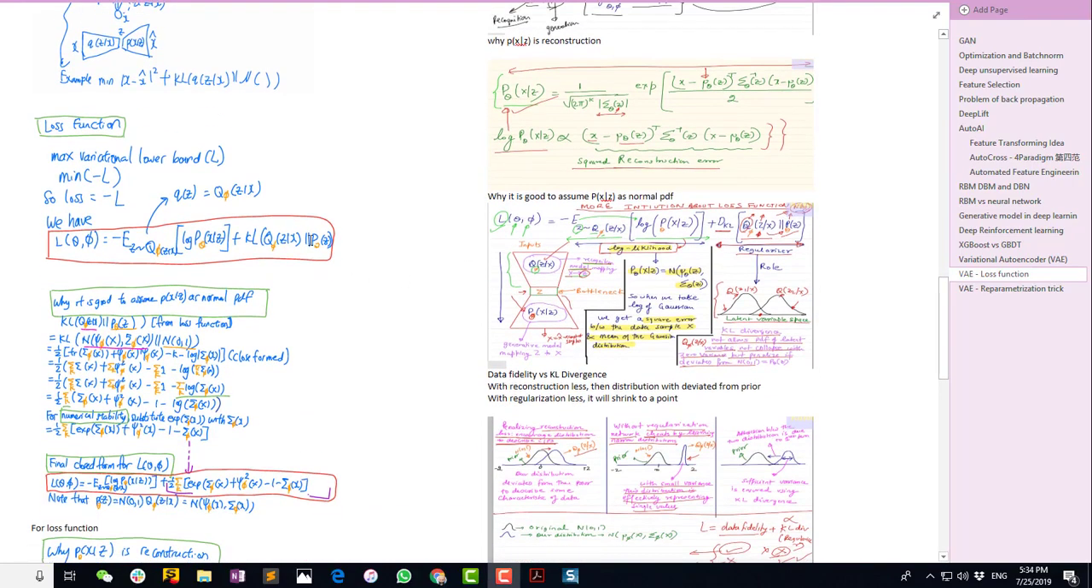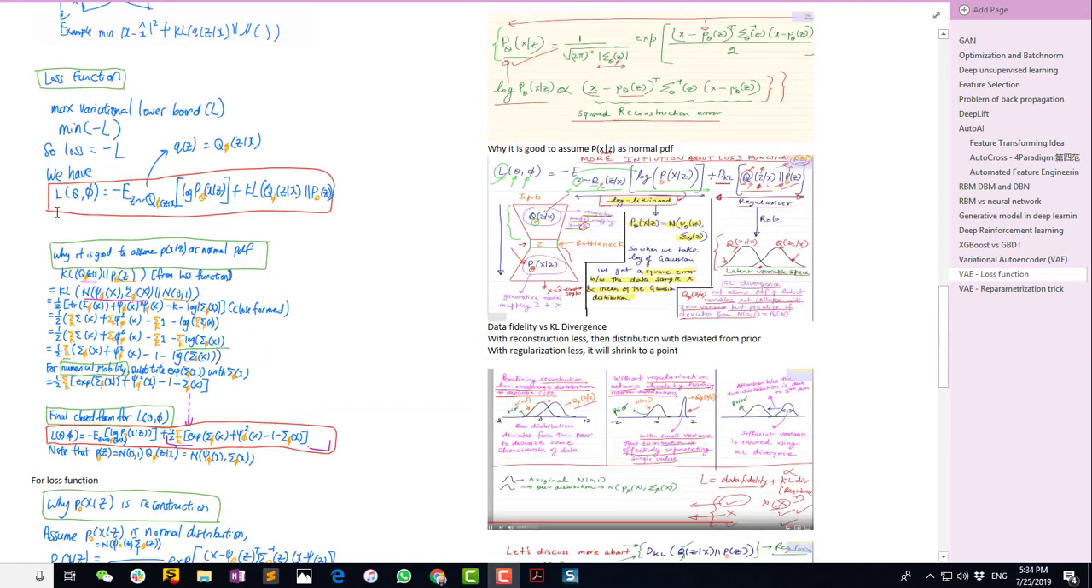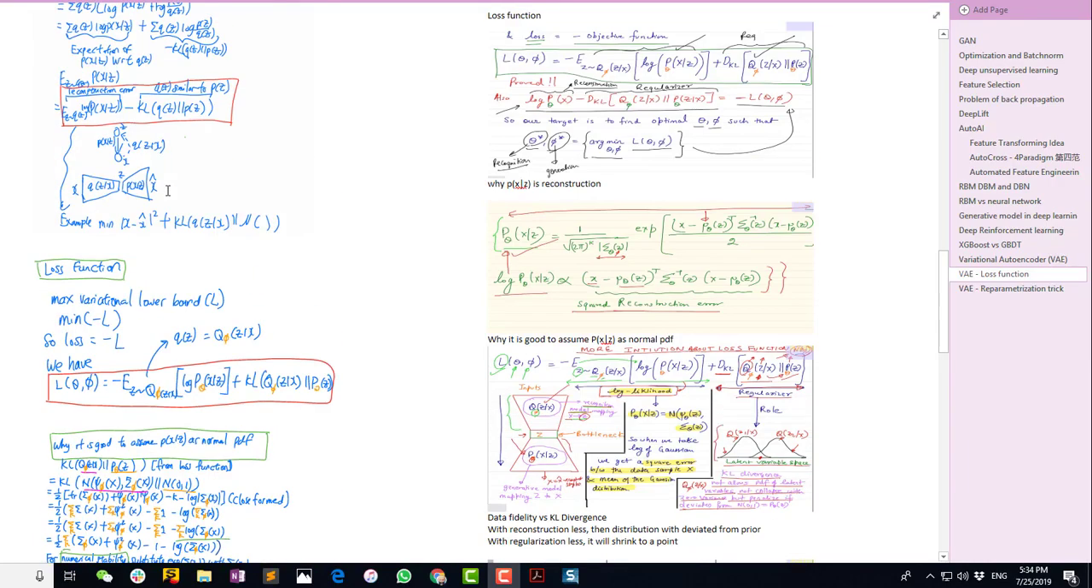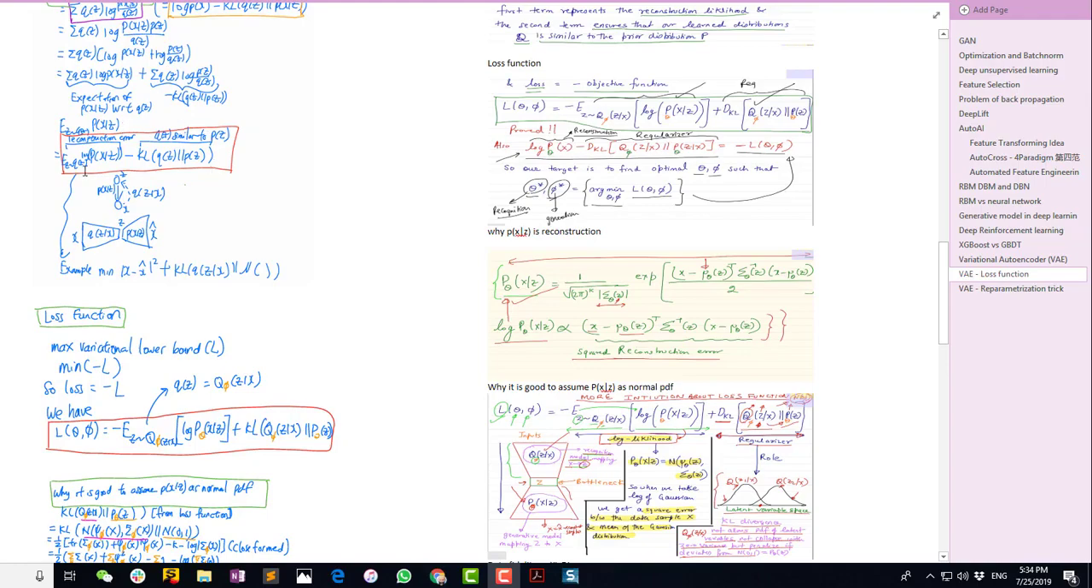Let's look at the loss function of the VAE, the variational autoencoder. Since we want to maximize the variational lower bound, we want to minimize the negative of this variational lower bound. Minimizing negative L is equivalent to maximizing L. So we have a loss equal to minus L, and we have this representation here as we derived before.